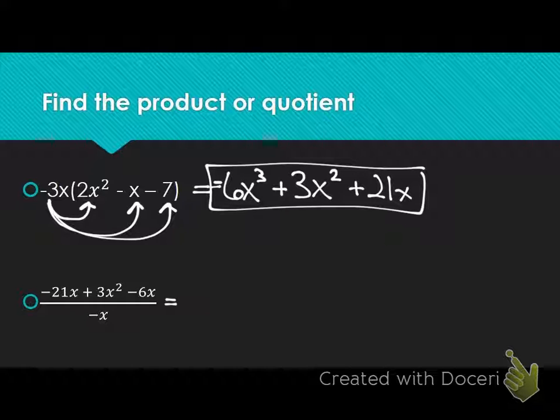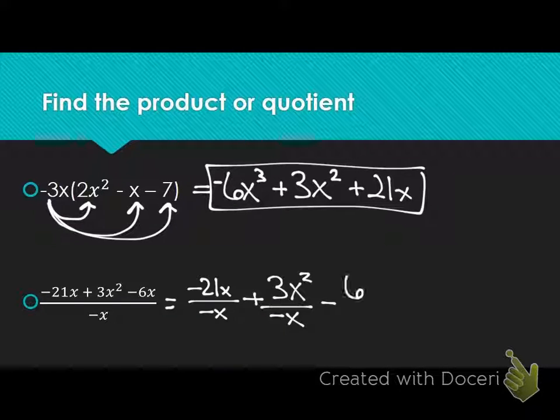All right, now when I split up my terms on the second one, I get negative 21x over negative x plus 3x squared over negative x minus 6x over negative x. So I just basically split them up and I reduce them. But what happens when I reduce variables that neither one have an exponent? It just cancels out. There is no variable anymore. It's a 0, okay? So then I can do a positive 21 minus 3x plus 6.